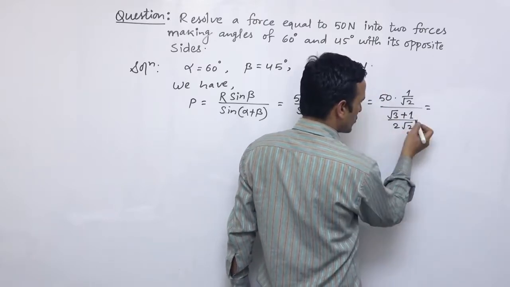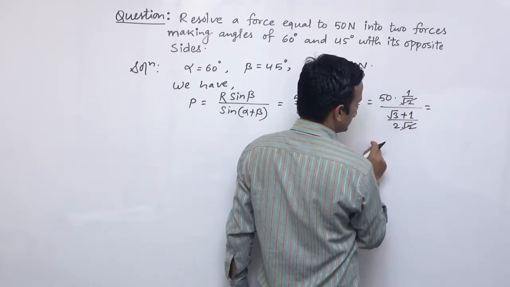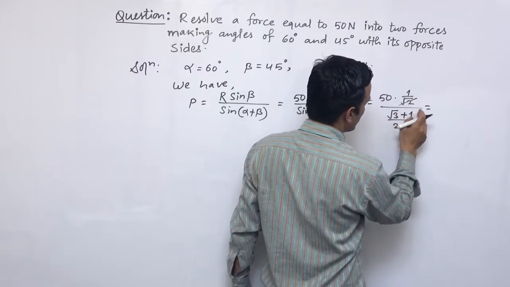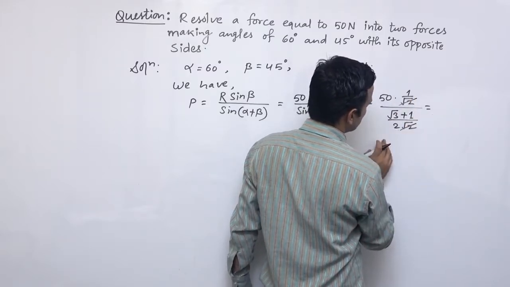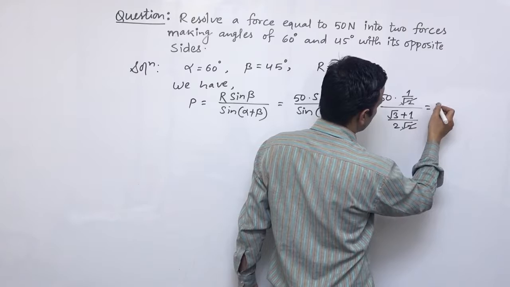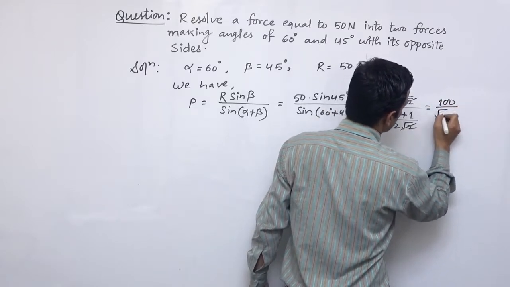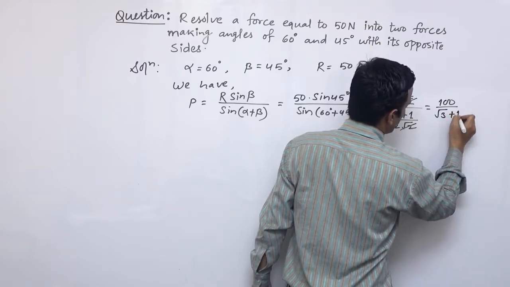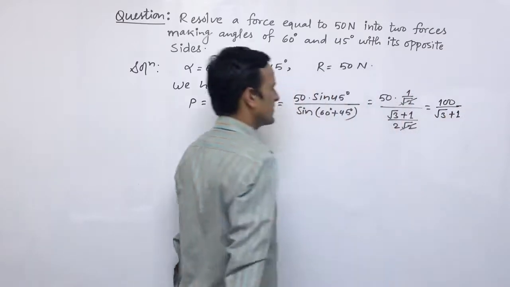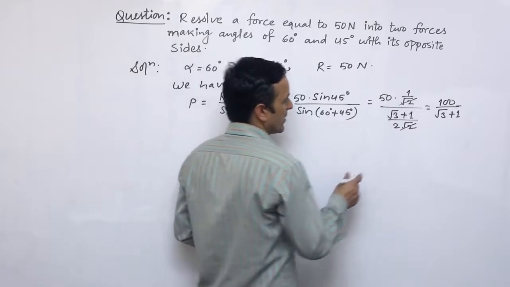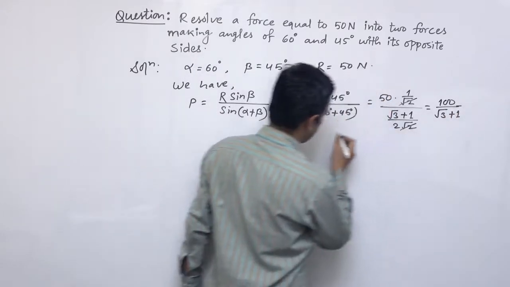50 root 2 cancel, root 2 cancel. So 2 goes up, 100 upon root 3 plus 1. This one. Okay. Now 100 upon root 3 plus 1, we can also cross multiply.